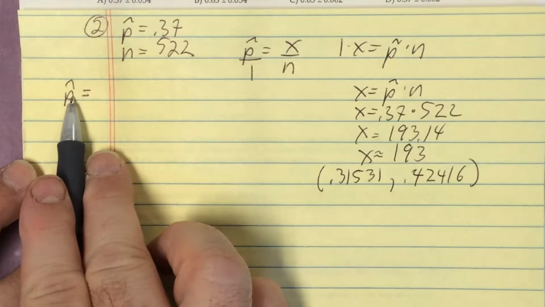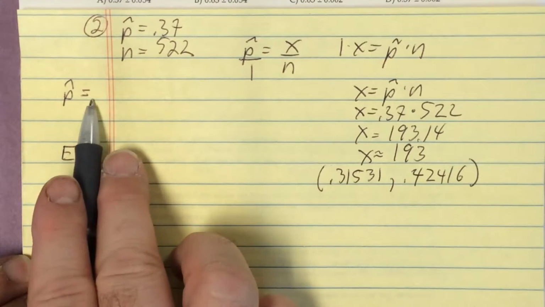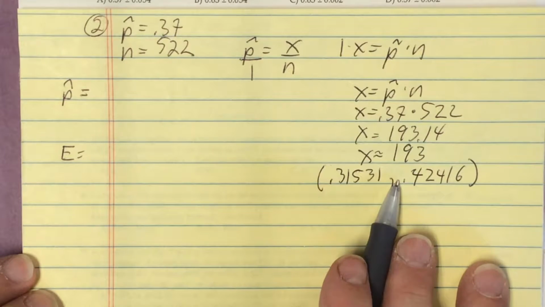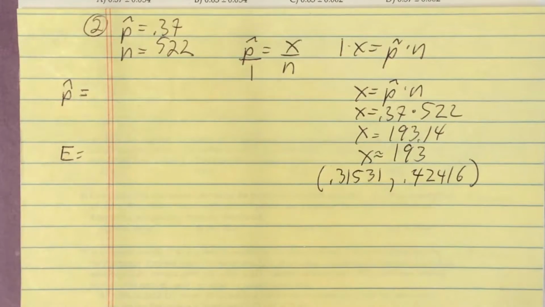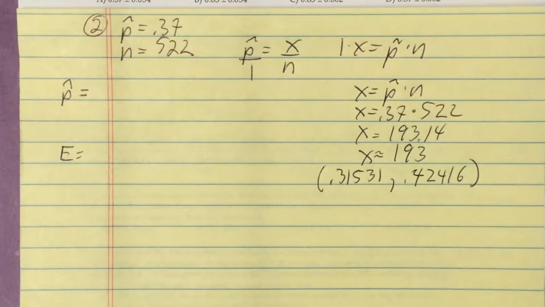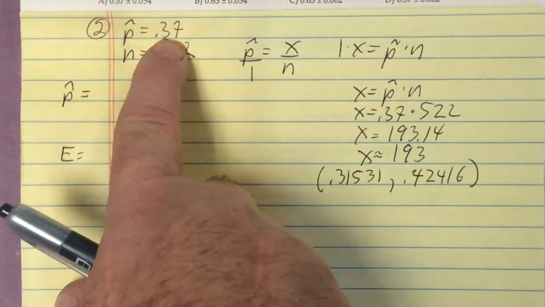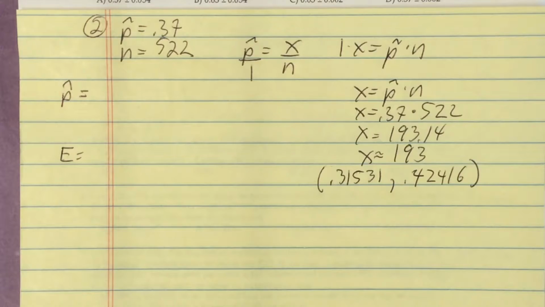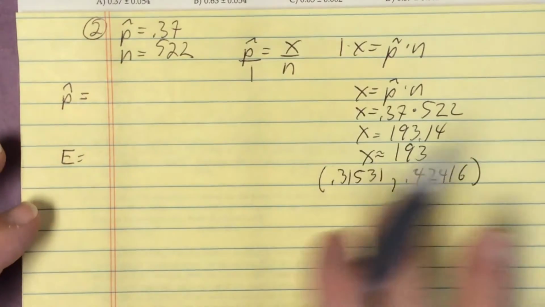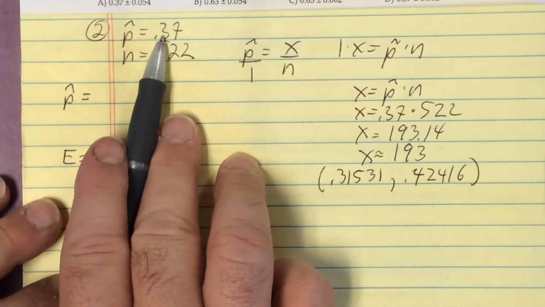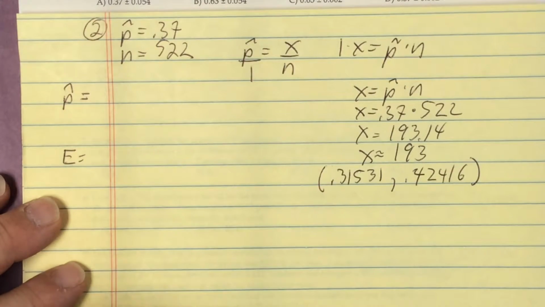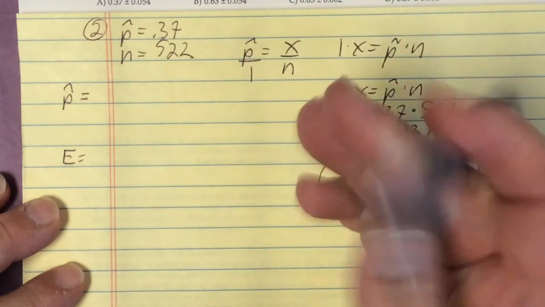Now, we know that we can find p hat by taking the x over the n, but what we're doing here is, based on the data we've collected, we're finding what that's going to be here. So I'm just reviewing my notes on something a second here. Well, yes, the p hat they've already given us is 0.37. So it's going to be the margin of error that I'm looking for. But let's say, for example, they didn't provide you with the p hat. Let's just say they provided you with x and n.